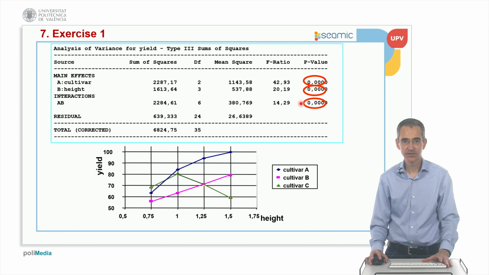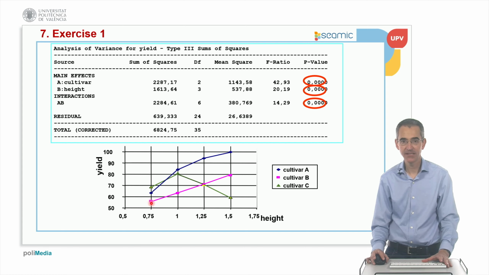Okay, well, good. So this is a scatter plot. The point corresponds to the average of every treatment. So here we have the 4 heights of pruning, and every color corresponds to the different cultivars. And here we represent the yield. Well, the interaction is statistically significant because here we can see that the lines are not parallel.